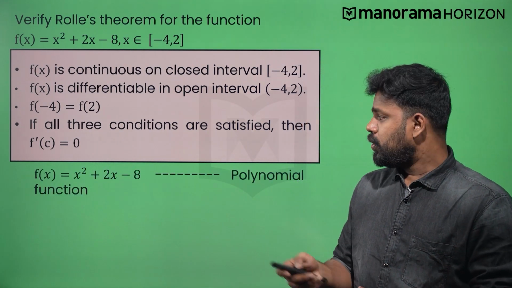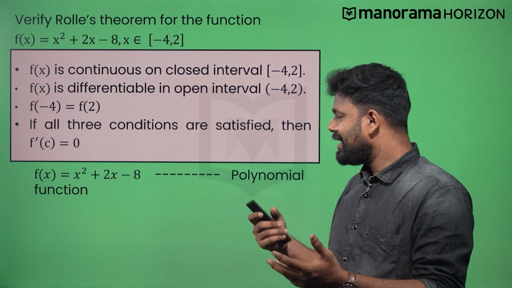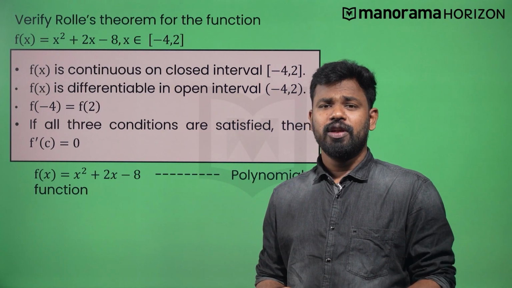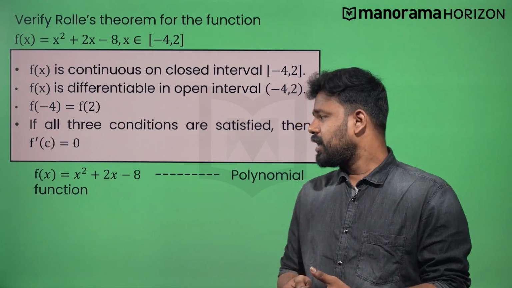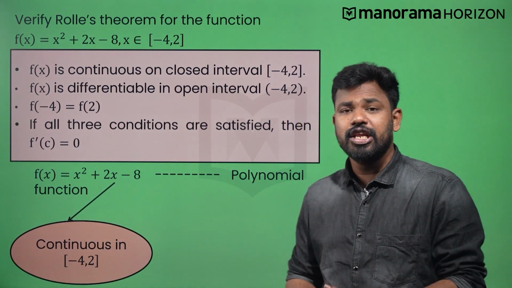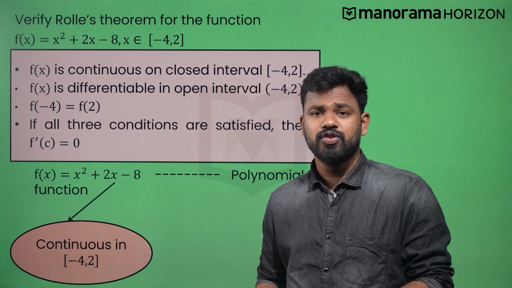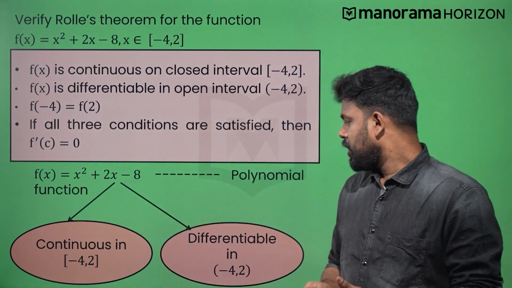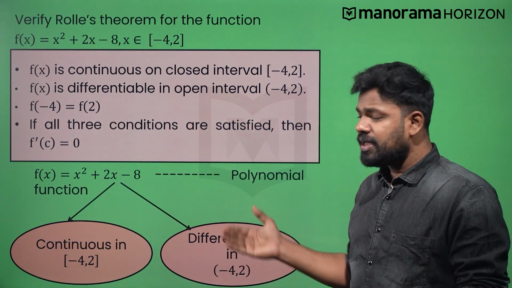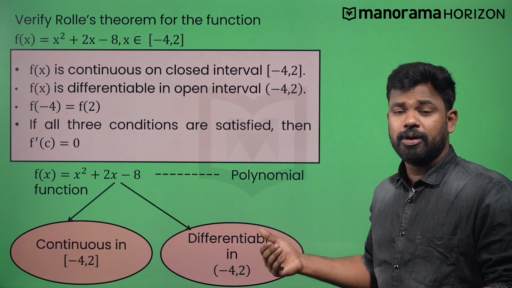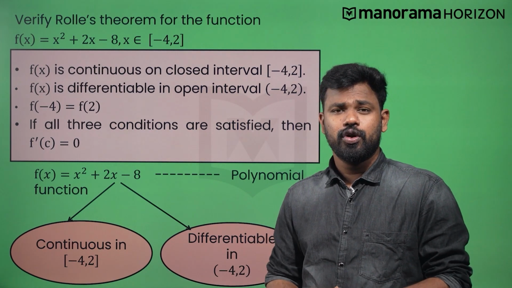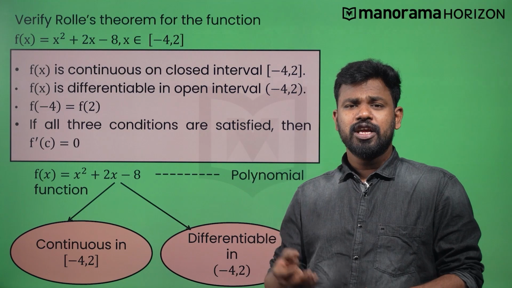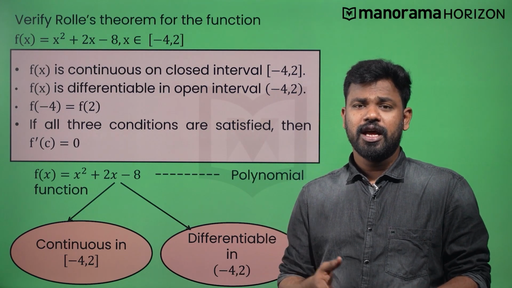So f of x is equal to x square plus 2x minus 8 is a polynomial function. Polynomial functions are continuous functions. So you can say this is continuous in the closed interval [-4, 2]. And also, since it is a polynomial function, it is differentiable in the open interval (-4, 2). Now checking the third condition, that is, f of minus 4 is equal to f of 2.